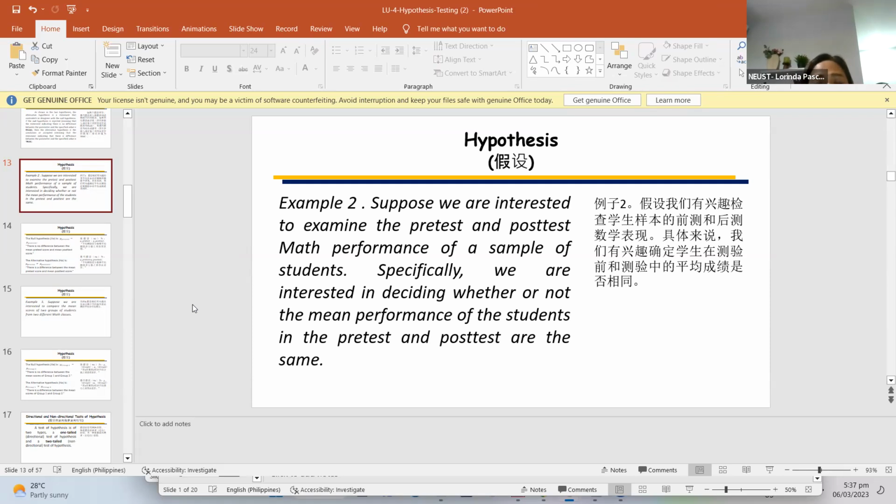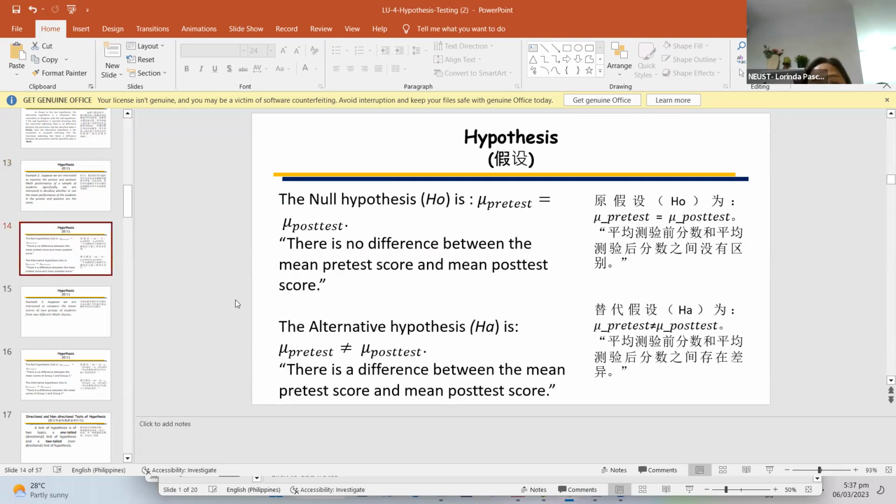So how do we state the null hypothesis for this particular problem? Tingnan natin dito. So the null hypothesis H0 can be stated mathematically as the mean pre-test is equal to the mean post-test. So equal daw yung pre-test at saka yung post-test. So if we translate this into a statement, then we say based on this mathematical equation or mathematical statement that there is no difference between the mean pre-test score and the mean post-test score.